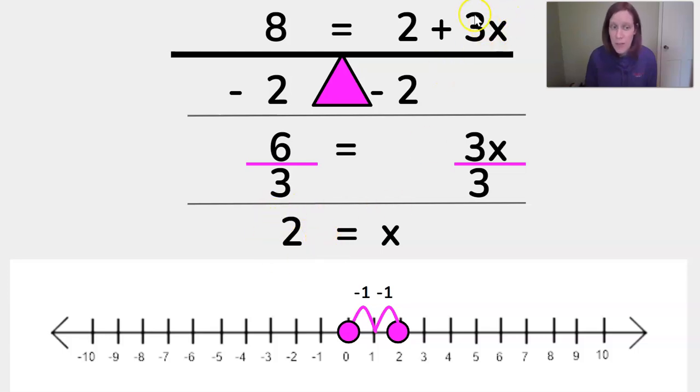I can check that by looking up here and saying, okay, if I were to work out, evaluate this side of the equation, that means I would be doing 3 times 2, which is 6, plus another 2, which is 8. So I know that works.